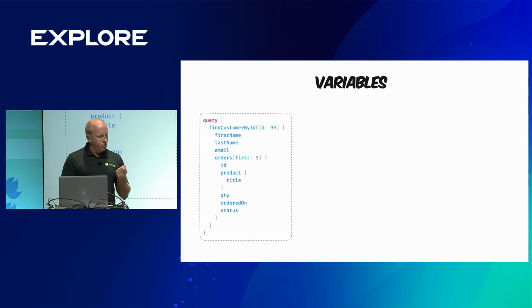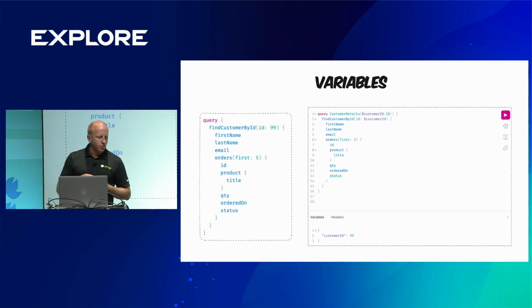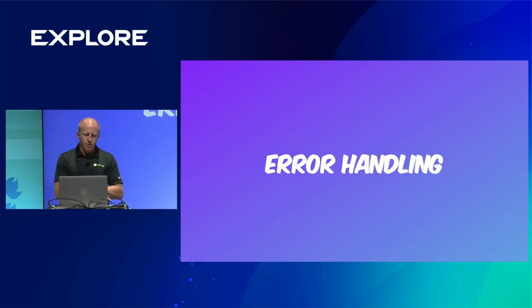And then variables. So here's a query. We're actually going to go through GraphQL, which is this nice playground to test some of this out. If you pass in values like this, where the ID is 99 and first is 5, in the GraphQL UI you can actually define variables by using the $ sign and then the name of the variable. We'll see an example of that.